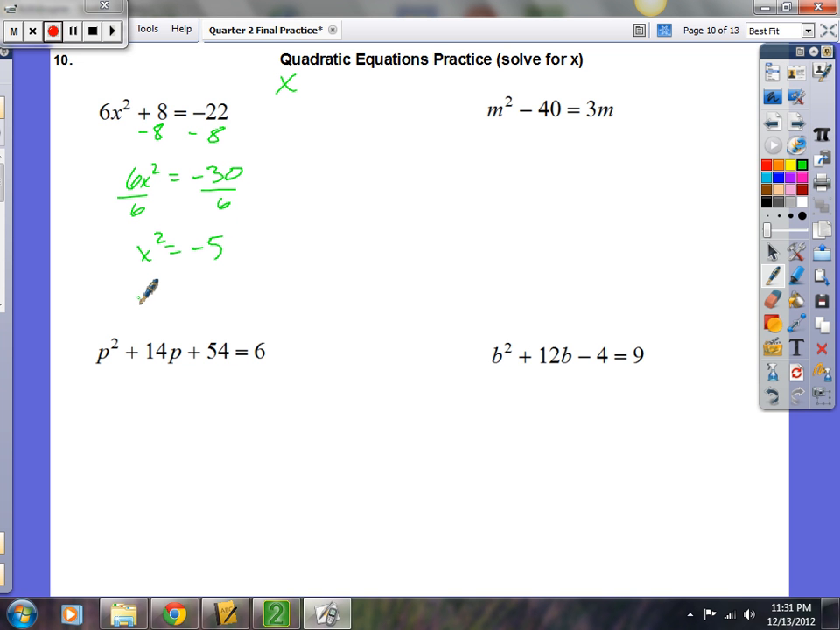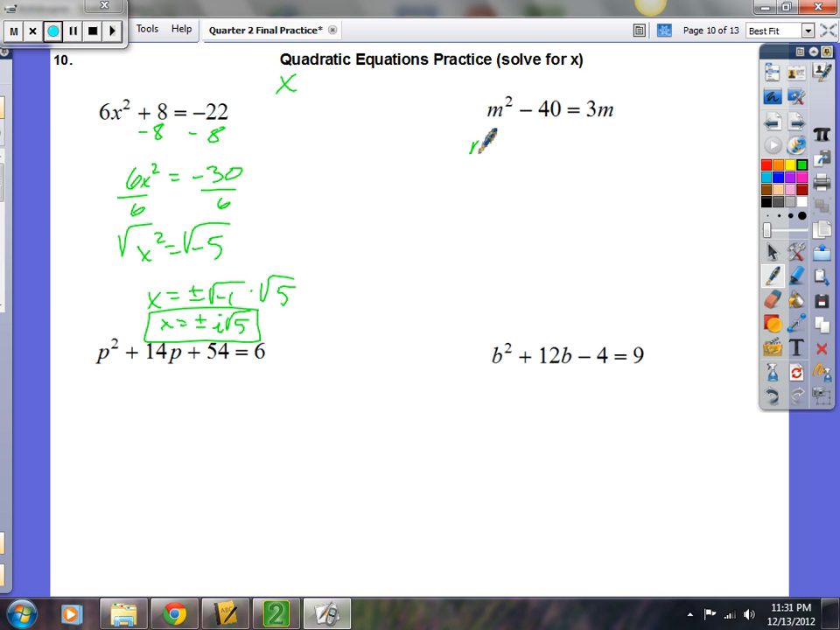What number times itself is minus 5? I know that's going to be imaginary. Square root the left, square root the right. It's going to be x equals plus or minus the square root of negative 1 times square root of 5. So it's going to be x equals plus or minus i times the square root of 5.